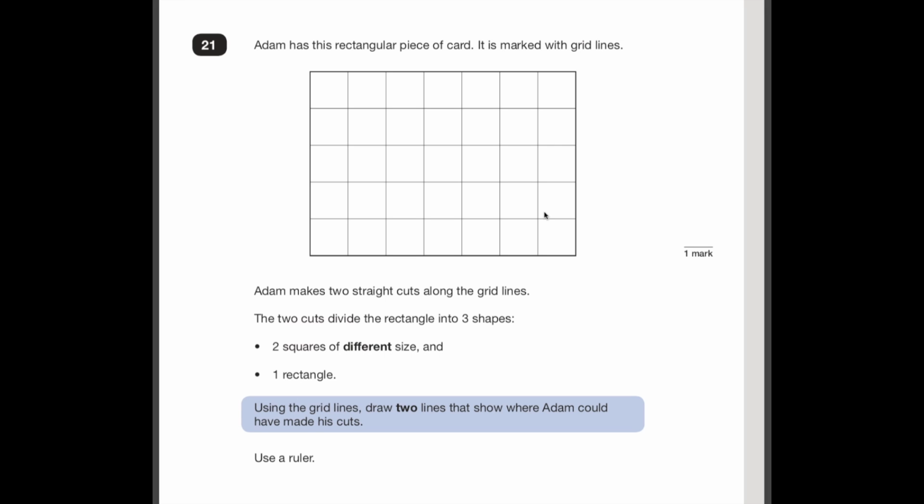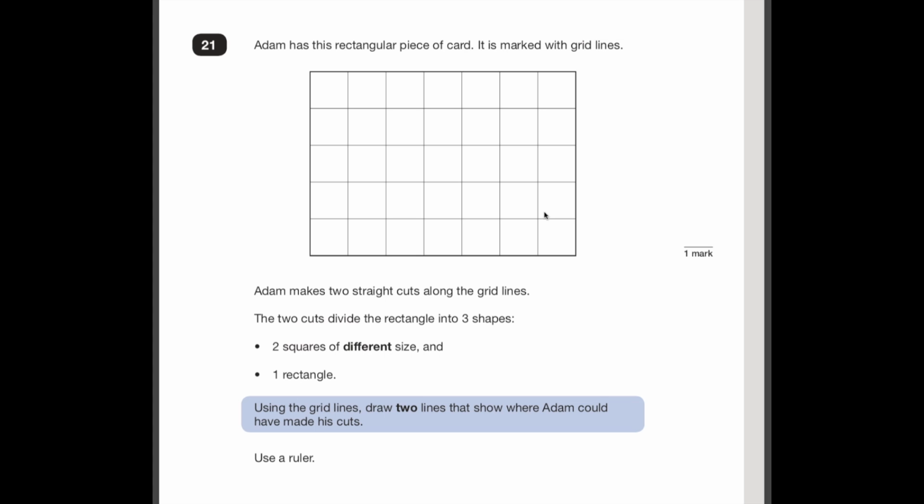Okay, number 21. Adam has this rectangular piece of card. It's marked with grid lines. Adam makes 2 straight cuts along the grid lines. The 2 cuts divide the rectangle into 3 shapes. We'd have 2 squares of different size and 1 rectangle. Use the grid lines and draw 2 lines that show where Adam could have made his cuts.